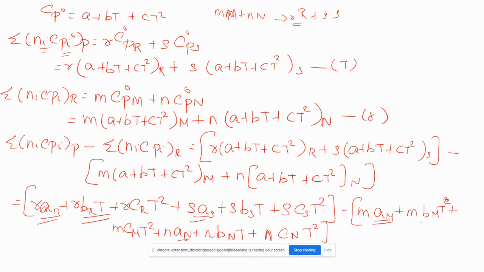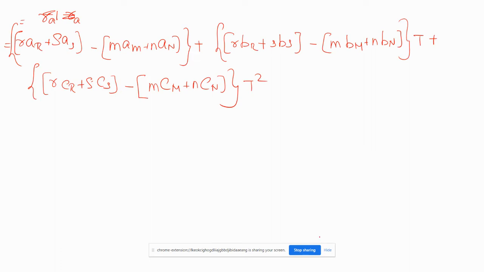So we have combined these two plus minus these two. Same way, these two plus minus these two, and taking T as common out. Then these two plus minus these two, and taking T square as common out. So like that we have written. This is equation number 9.